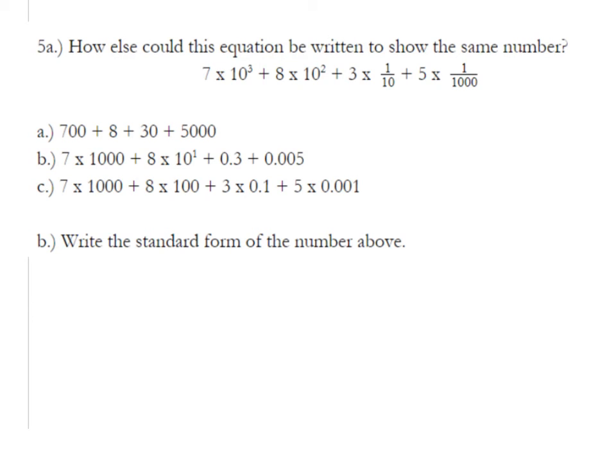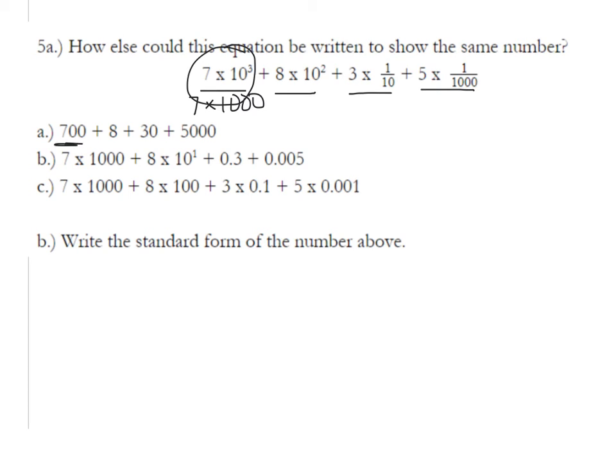Last problem says, how else could this equation be written to show the same number? And they have 7 times 10 to the third plus 8 times 10 to the second plus 3 times 1/10 plus 5 times 1,000th. Ooh, that's tricky. So let's see. First up, I'm going to look at the first number that we have. 7 times 10 to the third. Well, I know 7 times 10 to the third is the same thing as saying 7 times 1,000, right? With 3 zeros. So let's look to see what problems in my choices have that.